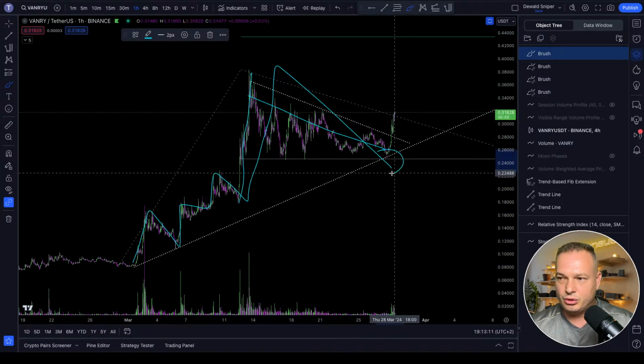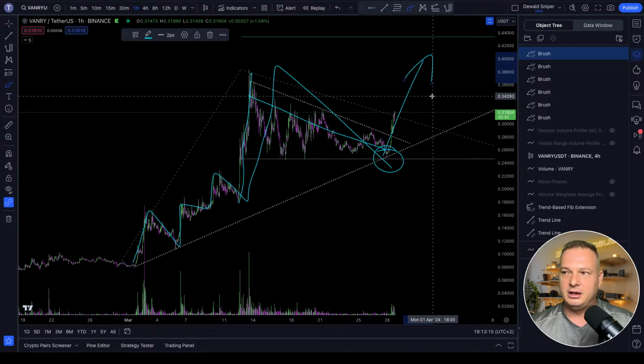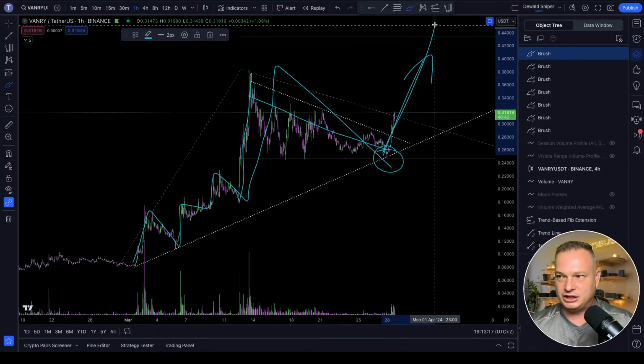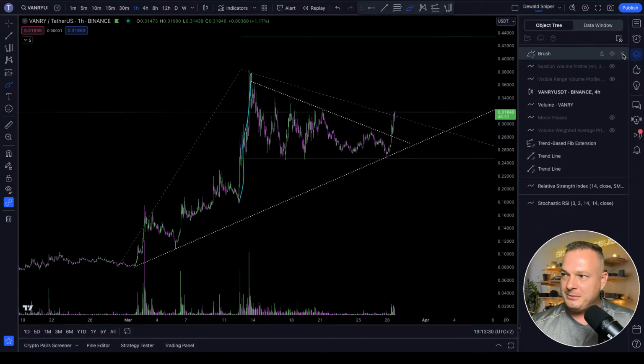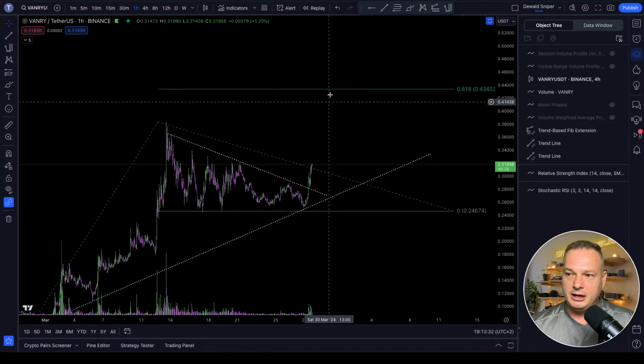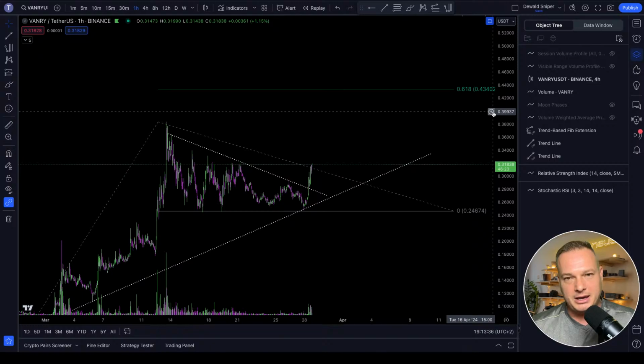So it looks like the correction is finished. Now we're getting the explosion to the upside, which could mean that you're going to get an explosion to the upside and a long correction. So that's why I like the personality of the coin. It looks like I can read it. I can almost predict what it's going to do next. Okay, so I am expecting that after this impulse to the upside, we're going to have yet again a long correction. So I'll be patient with this coin.